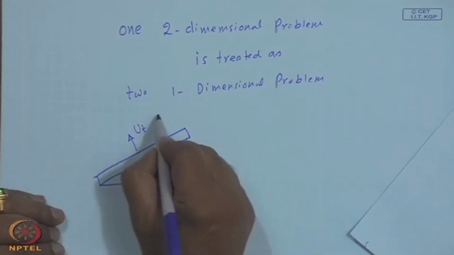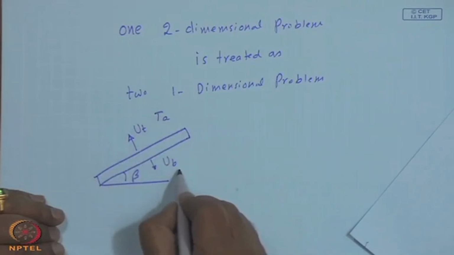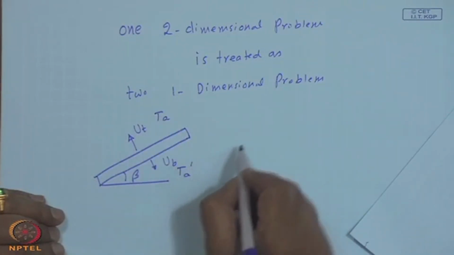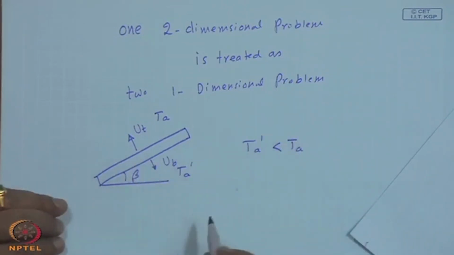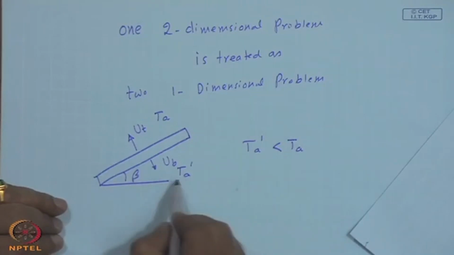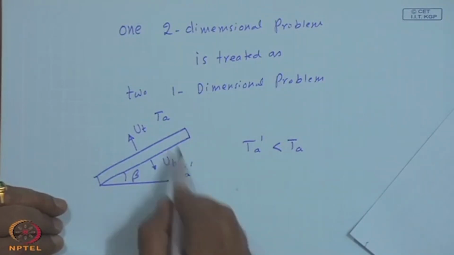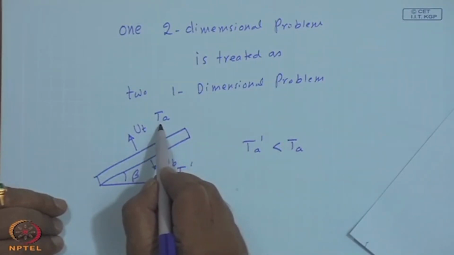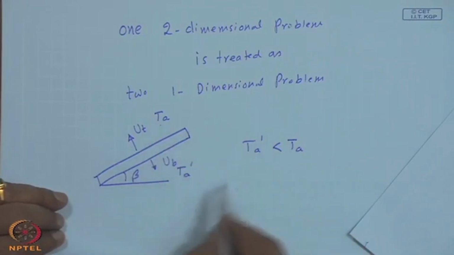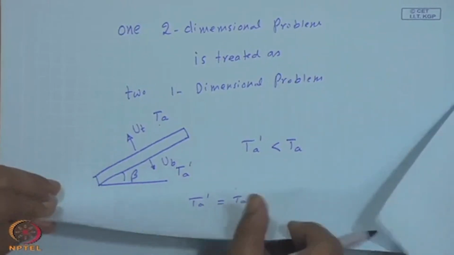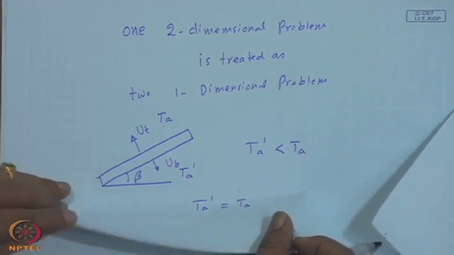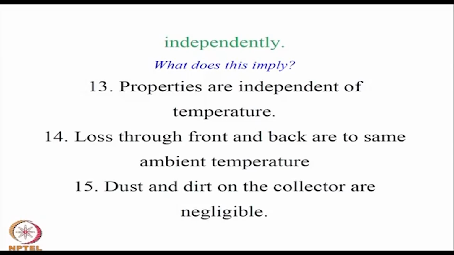So, some people argue if this is T A, the bottom of the collector will be at some T A dash, generally T A dash being less than T A. So, this is a shaded region. So, the back losses will be in principle different from the temperature to which the top losses are taking place, but we assume T A dash equal to T A. Dust and dirt on the collector are negligible. So, we assume somebody cleans them at regular intervals.